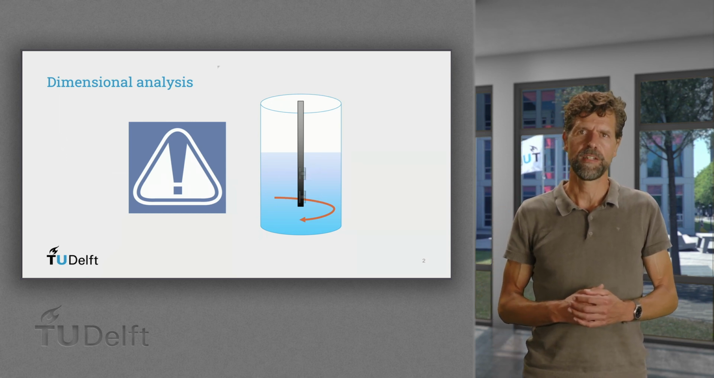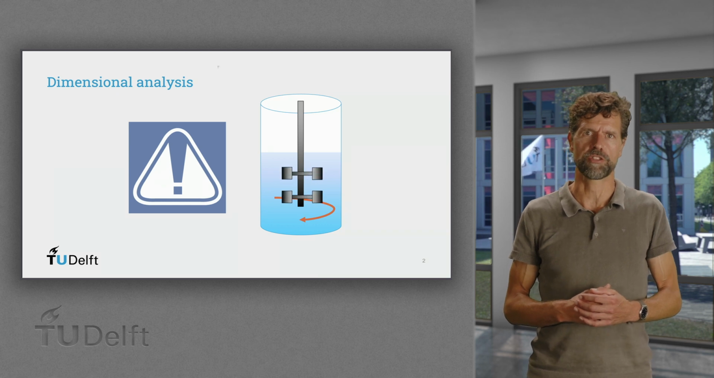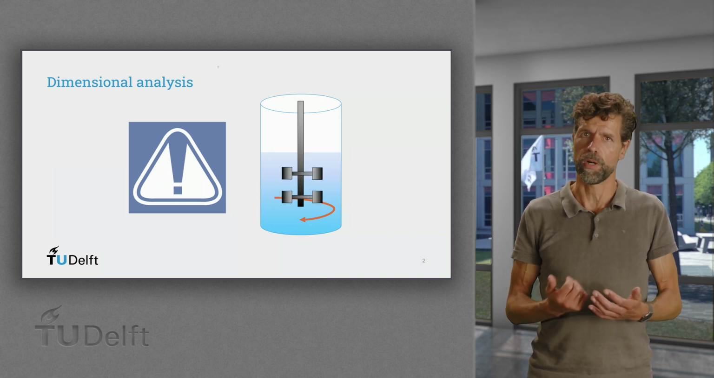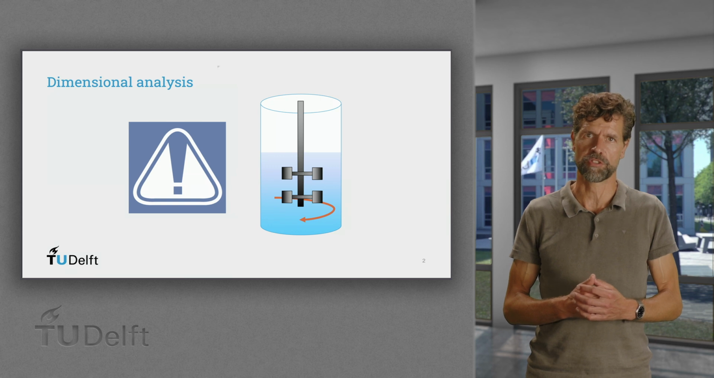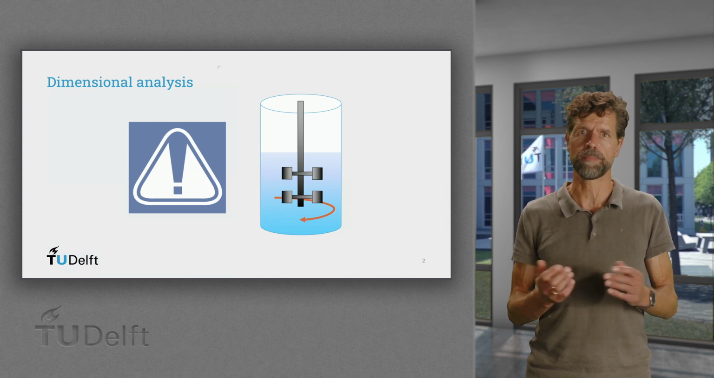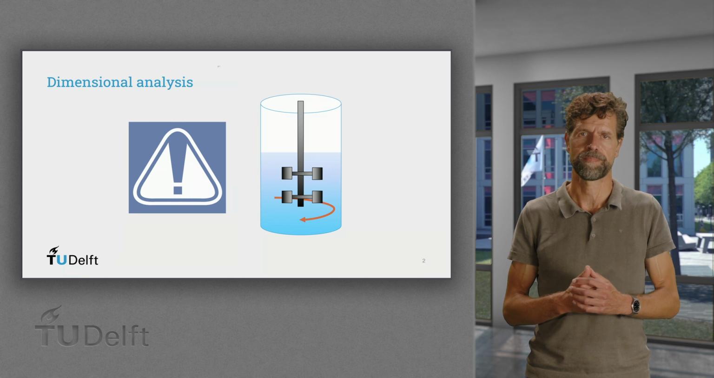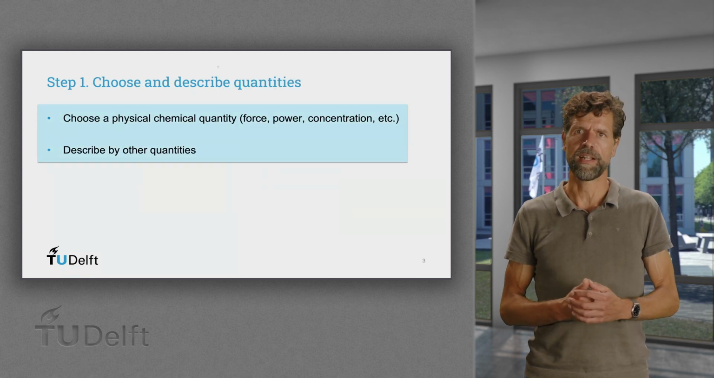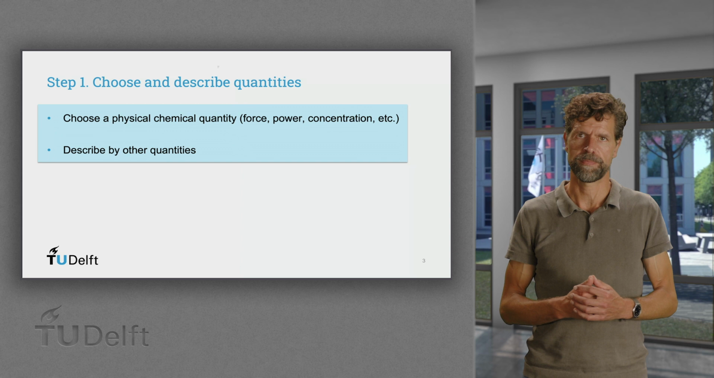In this lecture, the methodology will be explained using a stirred tank as a case. We will answer the following question while scaling up a stirred tank reactor: how can we keep the volumetric power input the same? Dimensional analysis follows a four-step approach.